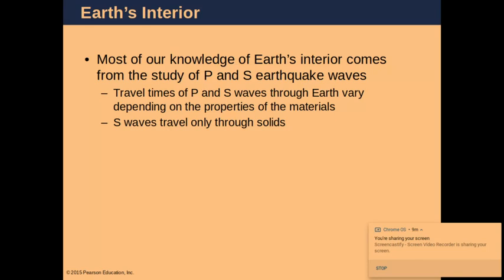Most of our knowledge of the Earth's interior comes from P and S waves. I think we talked about this a little bit back when we talked about the interior structure of the Earth. But we look at the way the P waves and the S waves travel through the Earth, and we notice that S waves travel only through solids. And that basically tells us that there is a liquid part to the interior of the Earth.